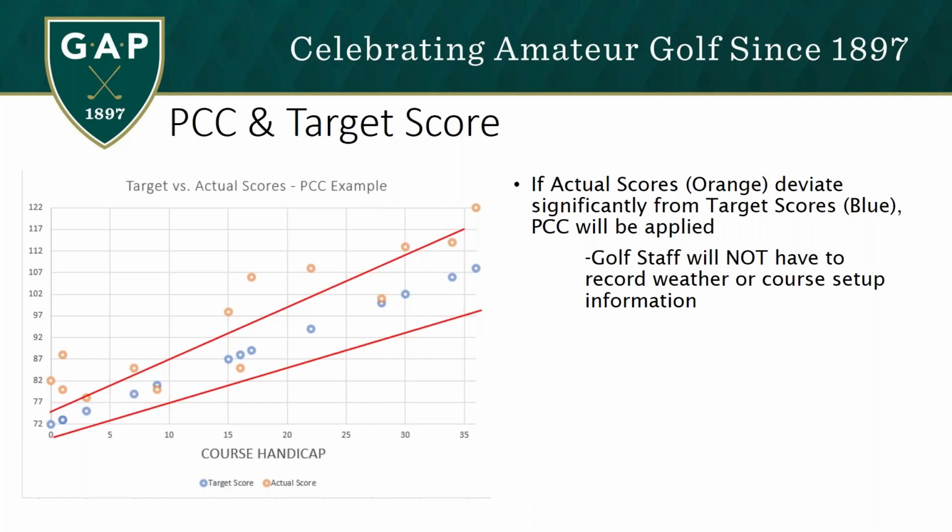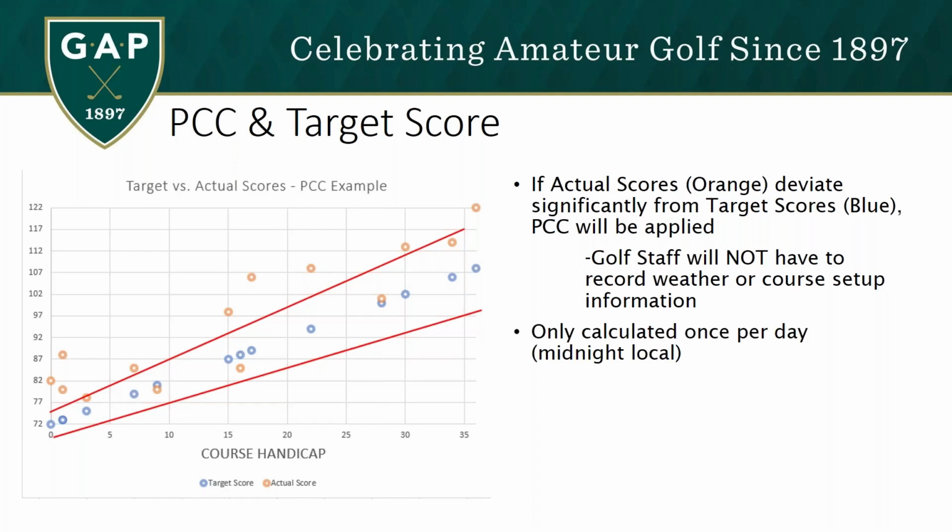For example, if they notice that they put the pins in spot 2 on the course, that there's always a PCC, maybe they say, hey, we shouldn't have that combination of hole locations, or whenever the wind's 15, 20 miles an hour, a PCC is applied, things like that. But they will never have to put in that information. It's only for their own good. It won't ever be recorded in this system.